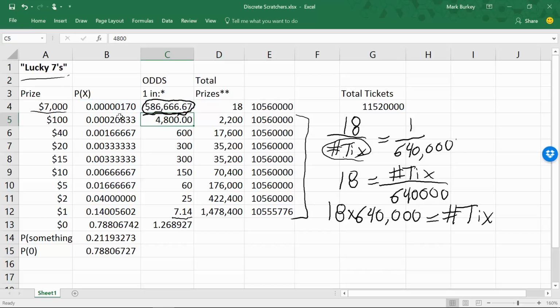So it looks like that should be odds 1 in 586,666 instead of 640,000. So that's going to change our other answers here slightly, but still pretty similar. Our probability of winning something, about 21%. Our probability of winning nothing, about 0.